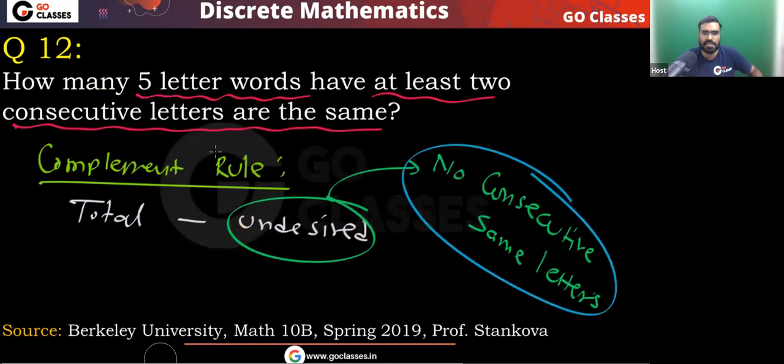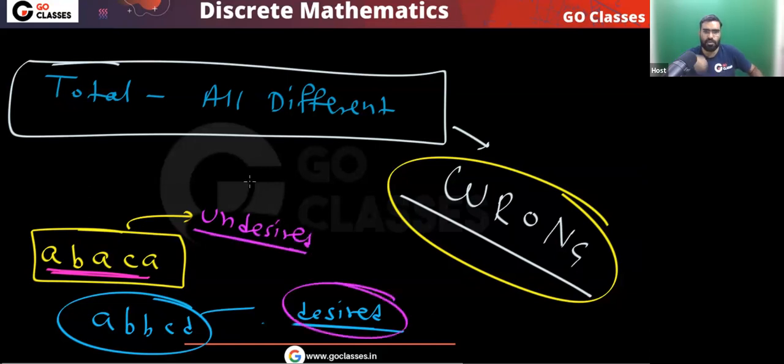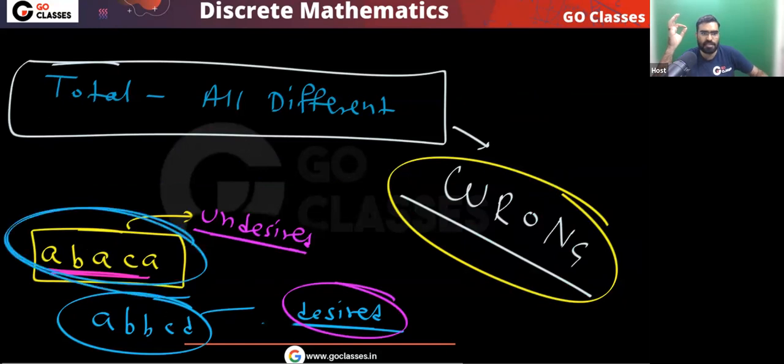Sorry, the question is asking at least 2 consecutive letters same. So this is actually undesired, and this is actually desired. Is this point clear? See, the question is asking at least 2 letters must be same. So I can say this is undesired, but this is desired. Anyway, I hope you understood that this method, total minus all different, is wrong.